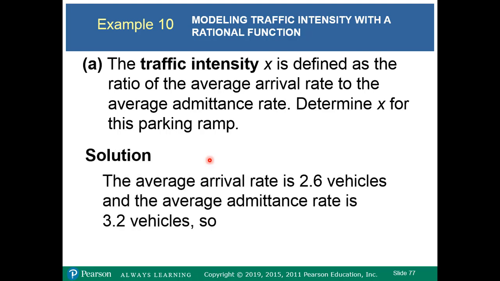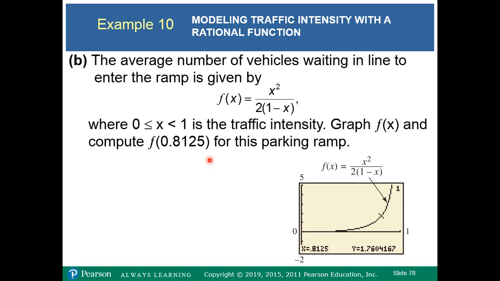So the average arrival rate is 2.6 vehicles, and the average admittance rate is 3.2 vehicles. So if we just take the ratio, we find that the traffic intensity is 0.8125. B. The average number of vehicles waiting in line to enter the ramp is given by this function, where x, somewhere between 0 and 1, could be 0 but less than 1, is the traffic intensity. Graph f of x and compute f of 0.8125 for this parking garage.